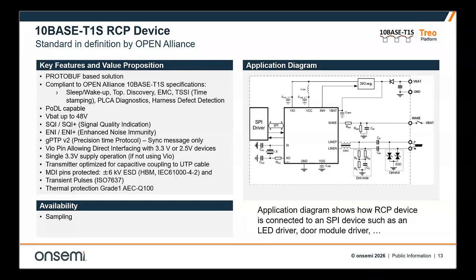Sleep and wake up, topology discovery, EMC, timestamping, PLCA diagnostic, and also harness defect detection. So you get the full feature set out of the box. On the power side, it's PoDL, power over data line capable, and handles a battery voltage up to 48 volts. So it's really for the next generation power architecture. So you also get all of our differentiated features, SPI, SPI Plus, enhanced noise immunity, and the gPTP version 2 precision timing with synchronization messages.